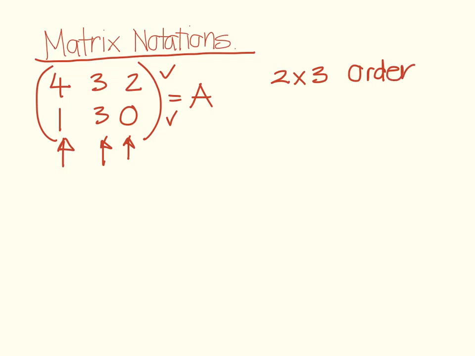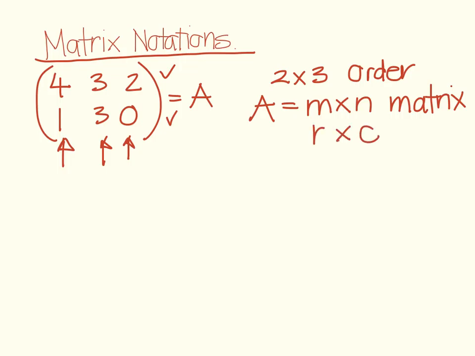Now, in mathematical speak, that matrix A, when we talk about any matrix, the order is referred to as an M times N matrix. I know that it should be row times column, but it isn't. It is M times N.